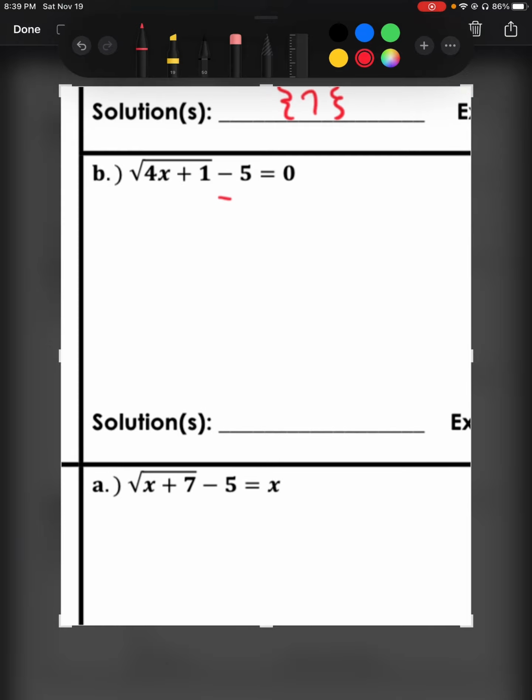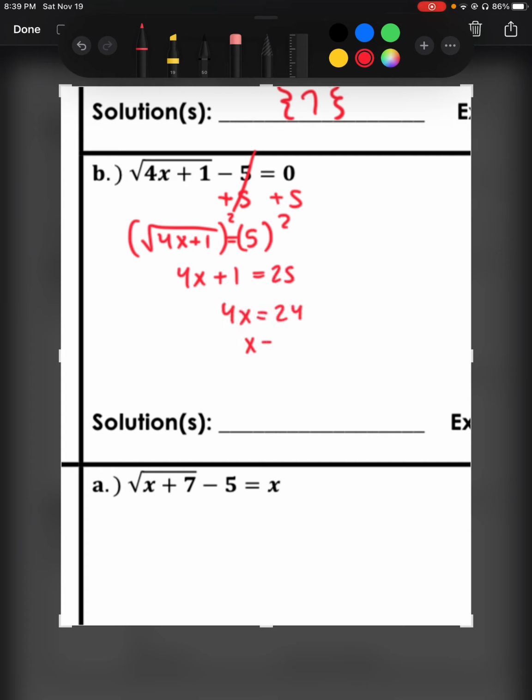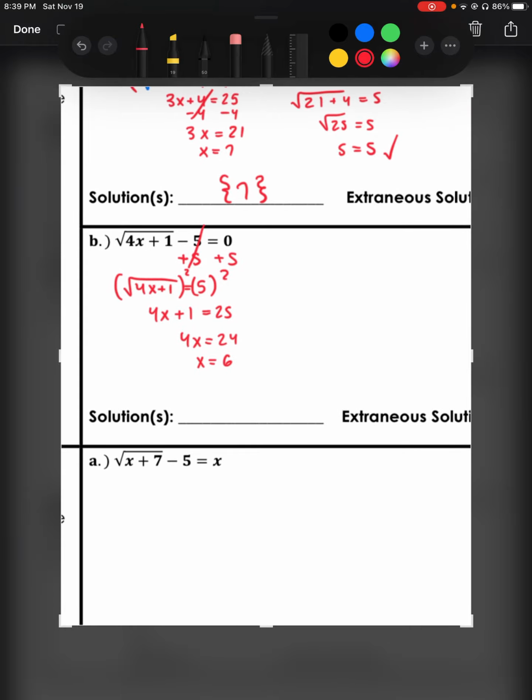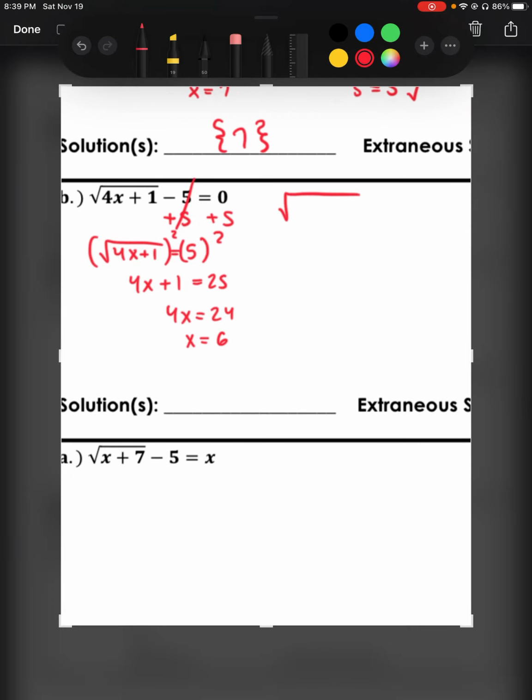All right, so for the next one, same first step. You're going to isolate the single radical expression in the equation. We're going to square both sides. We end up with 4x plus 1 is equal to 25. We subtract 1 on both sides. We get 24, we get x equals 6. Now we have to check it by plugging it back in. We get the square root of 25, which is in fact 5.